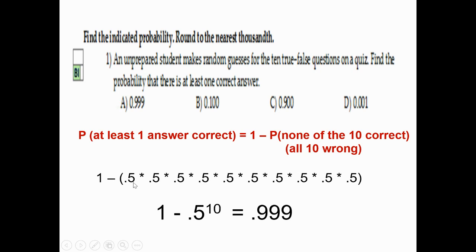Now, this is an "and" problem because this one was wrong and the second one was wrong and the third one, which means multiply. So 1 minus 0.5 to the 10th power, your calculator gives me 0.999. So the probability of getting at least one question right on 10 true/false questions is pretty high, just by guessing.